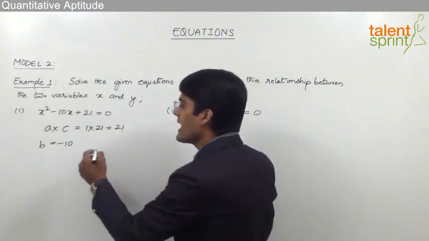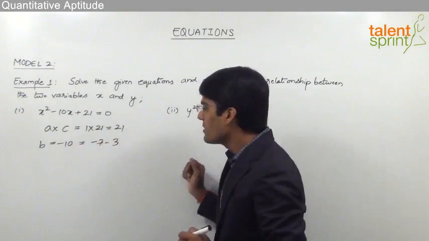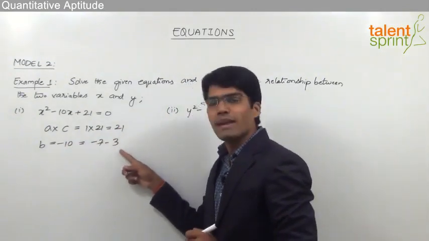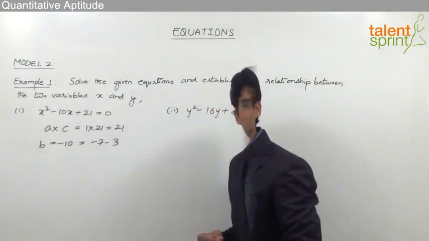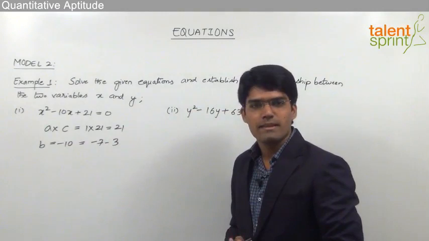Now if we try to understand, minus 10 can be taken as minus 7 minus 3. Why? Because minus 7 minus 3 is minus 10 and minus 7 into minus 3 will be equal to plus 21. So this is the proper way of splitting the term b, that is equal to minus 10.